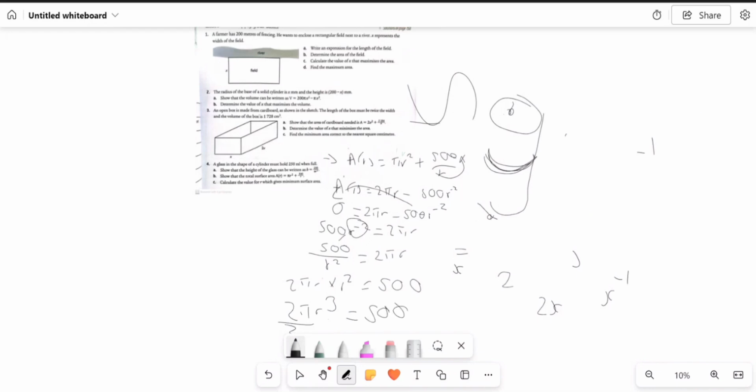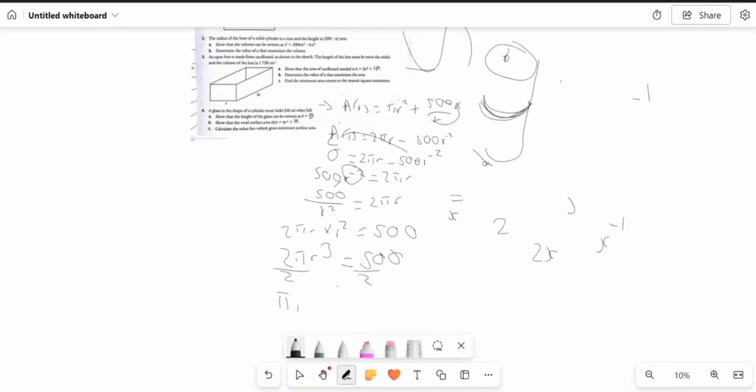Then you divide by 2 pi. Remember, pi is a number as well. When I cross multiply, I have 2 pi r times r squared equals 500, so 2 pi r cubed equals 500. We differentiated because they were looking for a minimum, and we ended up here.